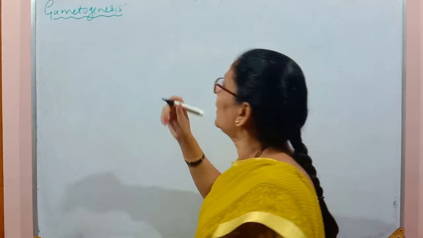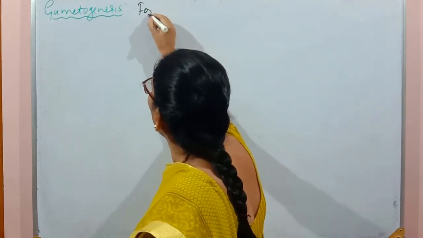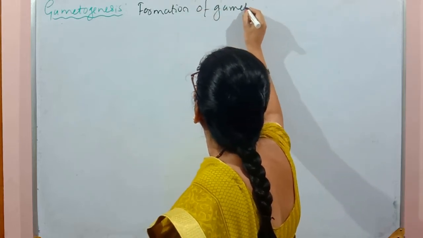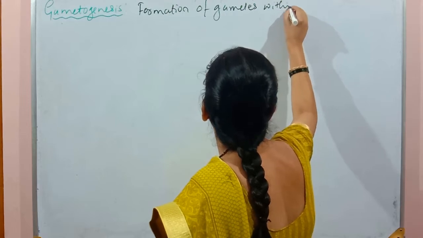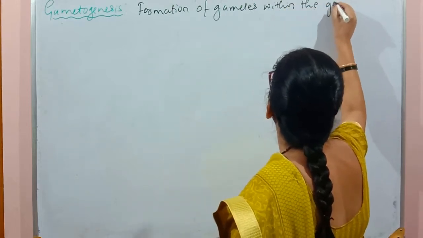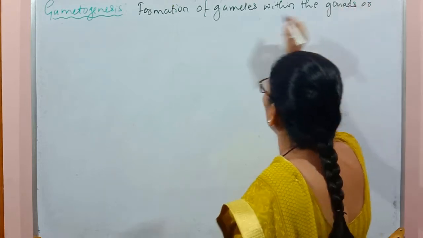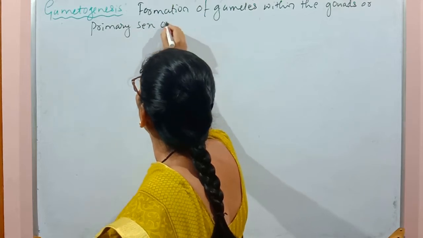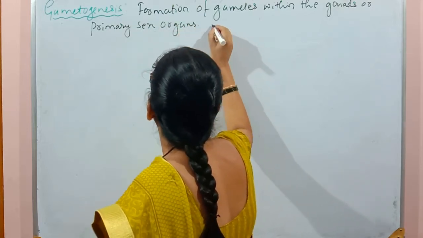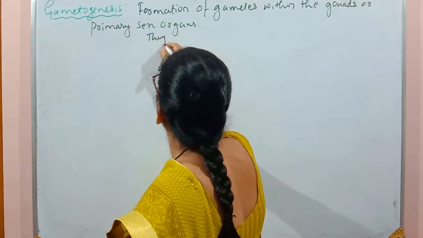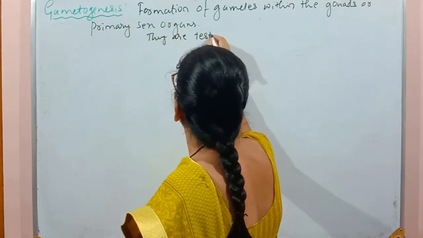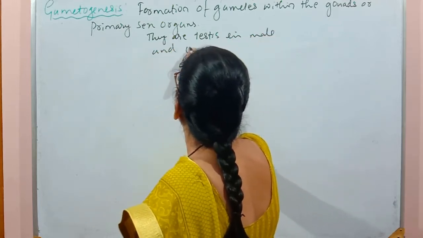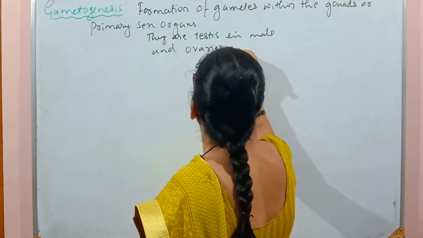First of all, let us write the definition. It's the formation of gametes within the gonads or primary sex organs. They are testes in male and ovaries in female.